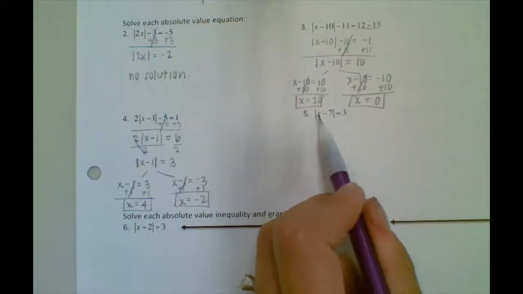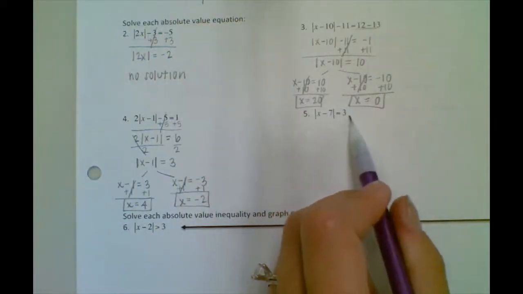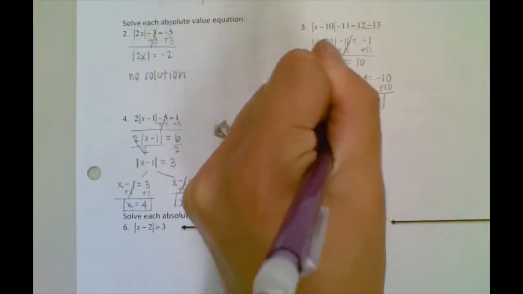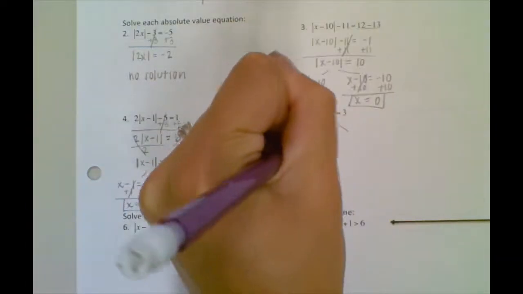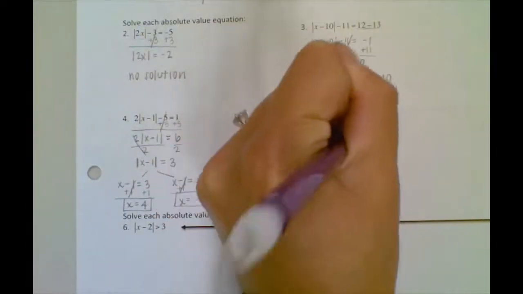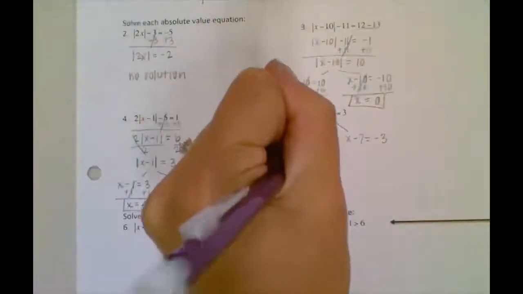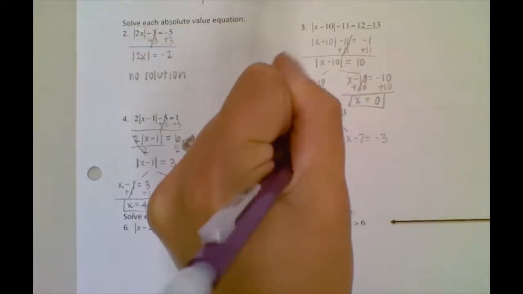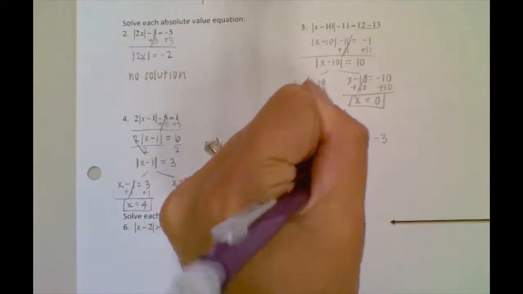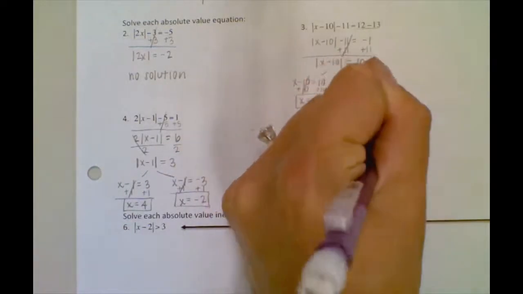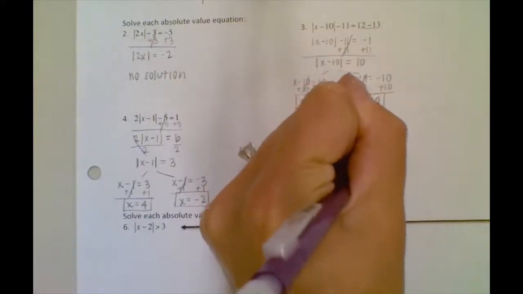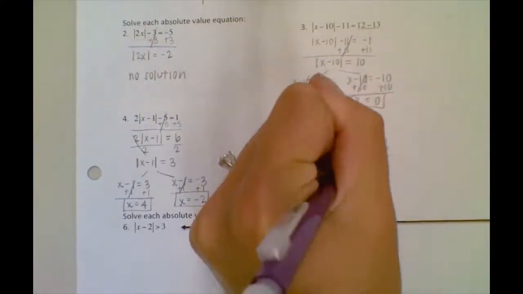All right, over here, this absolute value is already set equal to a positive number, so I can go ahead and make my 2 equations. Remember, that's going to be set equal to -3 on the second one. And add 7 to both sides. X equals 10. Add 7 to both sides over here. And x equals 4. Good.